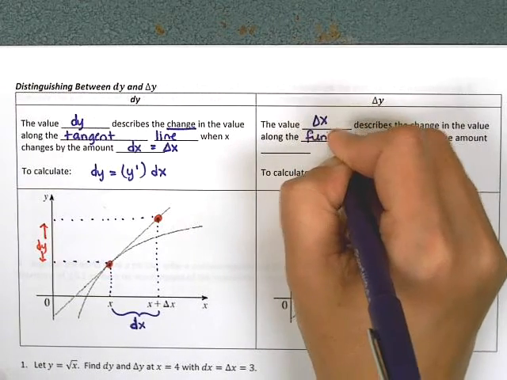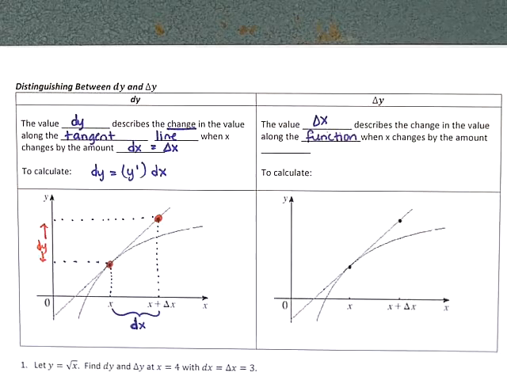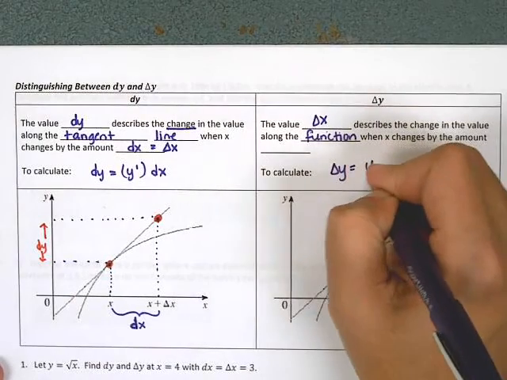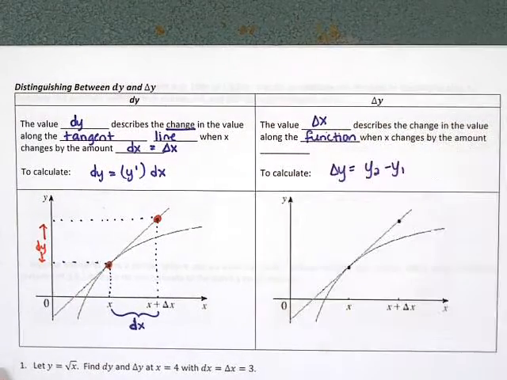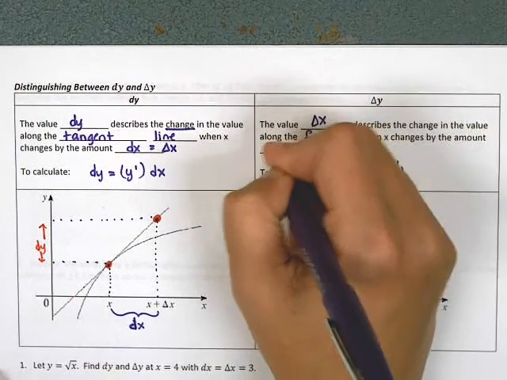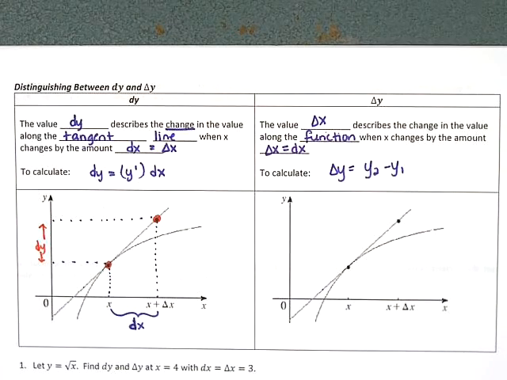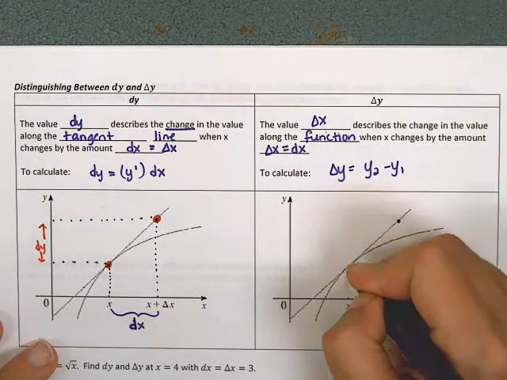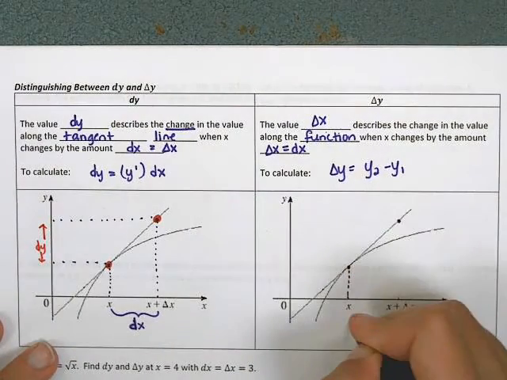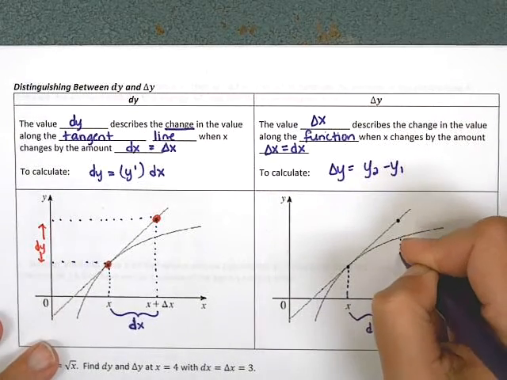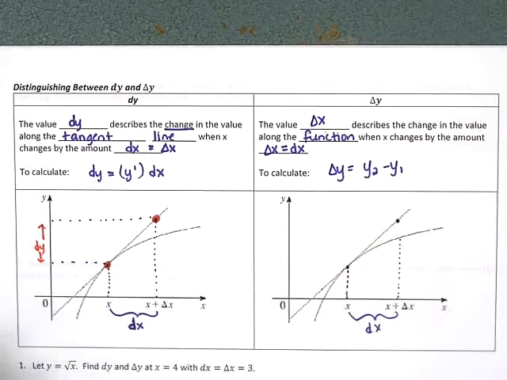So we're not going to follow the tangent line anymore, we're going to follow the actual graph. To calculate delta y, you just do y2 minus y1. And x is going to change by delta x, which could also be called dx. They're kind of interchangeable, whereas the dy and the delta y are not. So remember, same situation. x is sliding over a certain number of spaces. Maybe it's sliding over 1 space or 2 spaces.